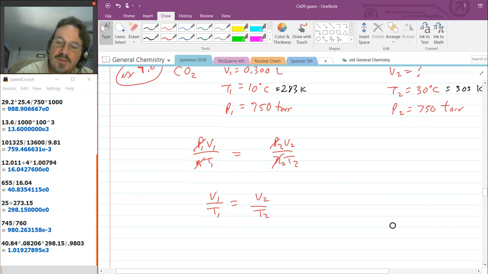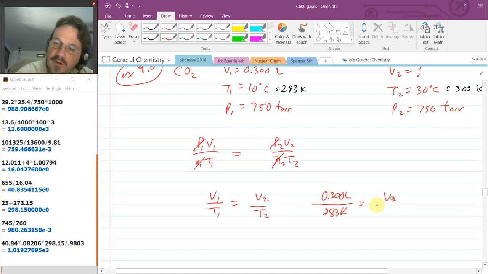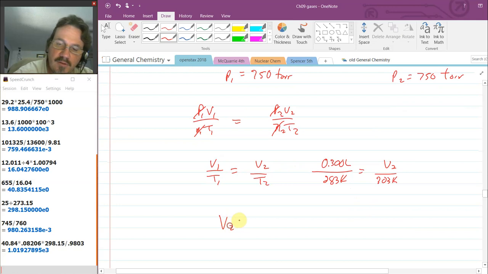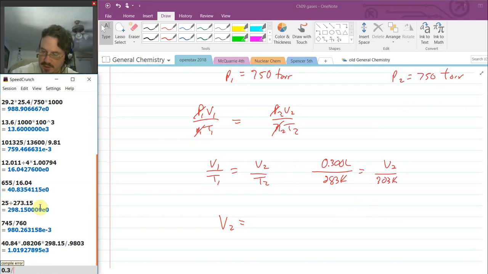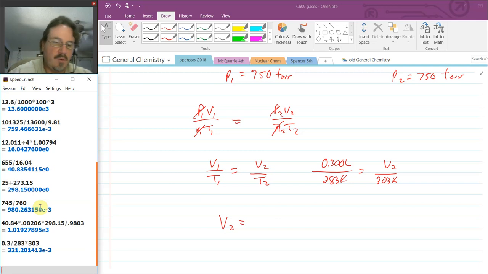All right, so I've got the numbers that I can plug in here. Volume 1, 0.3 liters. Temperature 1, 283 Kelvin. Volume 2, I don't know, I'm trying to solve for that. Temperature 2, 303 Kelvin. Solve that now for V2. V2 would equal, calculator, 0.3 divided by 283 times 303. All right, 0.321.